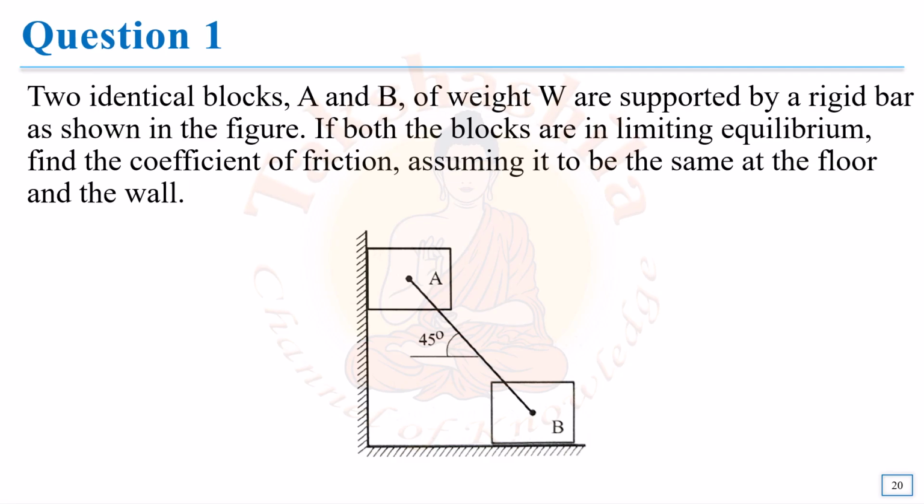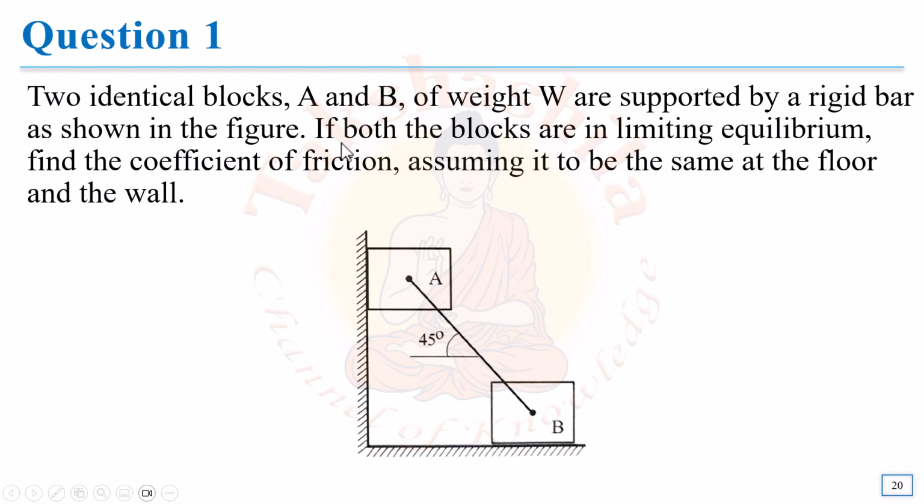For this lecture, I have taken this problem where we have two identical blocks A and B of weight W. These blocks, as per the question, are supported by a rigid bar as shown in this figure. As you can see, we have block A and block B, and connecting these blocks we have provided a rigid bar at an angle of 45 degrees, and block A is in contact with the vertical wall and block B is in contact with the floor.